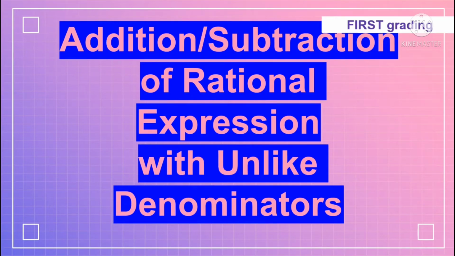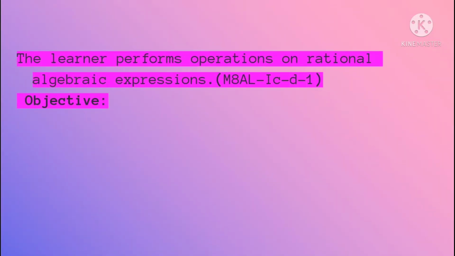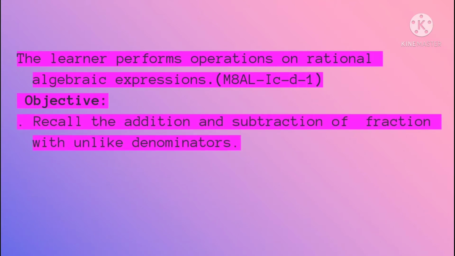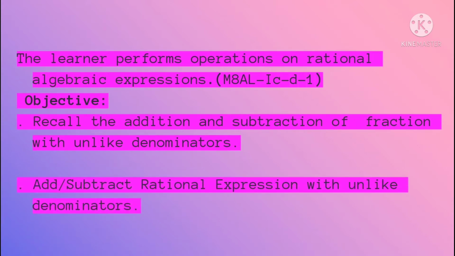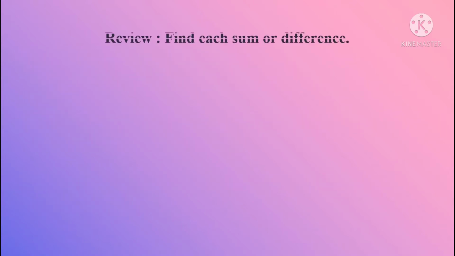Students, today we will discuss addition and subtraction of rational expressions with unlike denominators. So we have first objectives. Number 1, recall the addition and subtraction of fractions with unlike denominators. Number 2, add and subtract rational expressions with unlike denominators. So let us first review. Find each sum or difference.